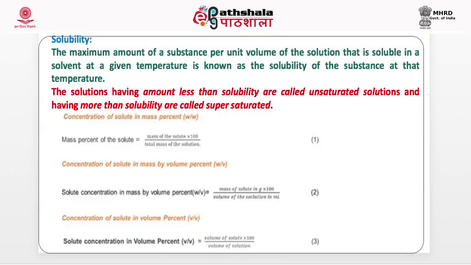What is the definition of solubility? The maximum amount of substance per unit volume of the solution that is soluble in a solvent at a given temperature is known as the solubility of the substance at that temperature. It is important to remember that the solubility changes with temperature. Therefore, specifying temperature is important.